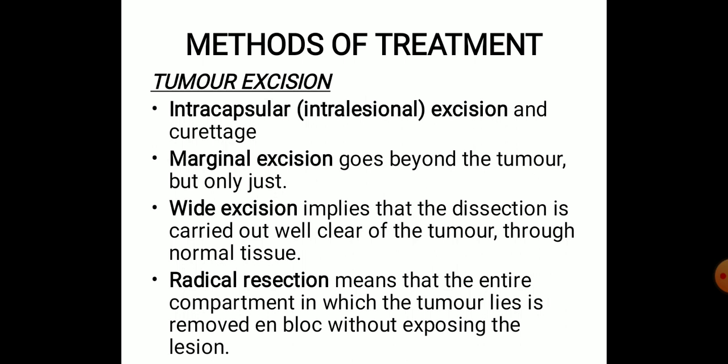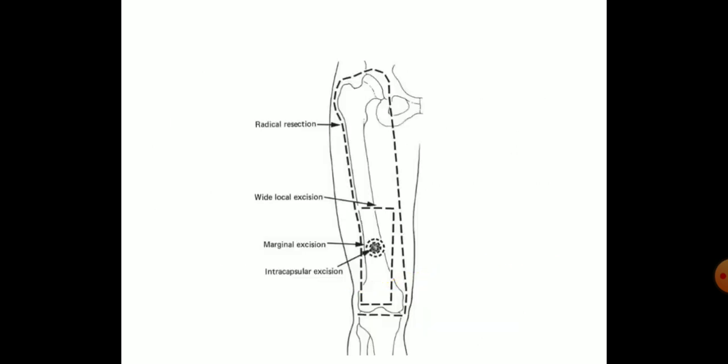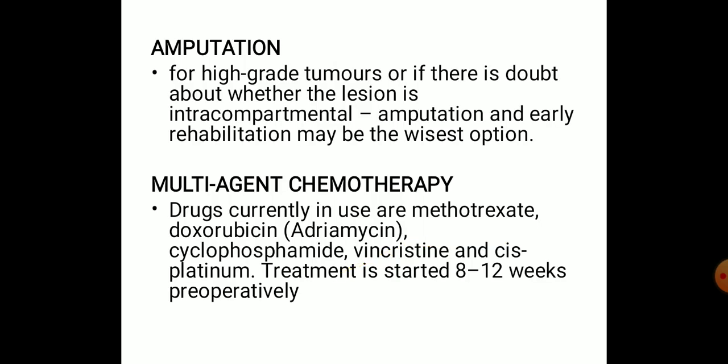Last one is radical excision, which means the entire compartment in which the tumor lies is removed en bloc without exposing the lesion. So in a radical excision or radical resection, we are taking the whole part. If we have a tumor in that particular bone, we are taking the whole bone. We are resecting that whole bone. So that is radical resection.